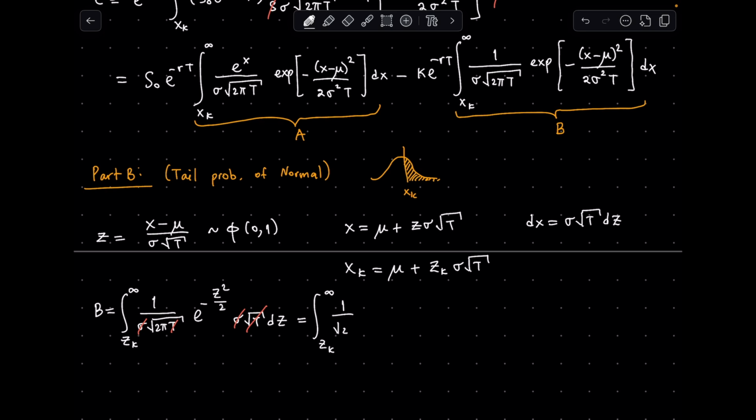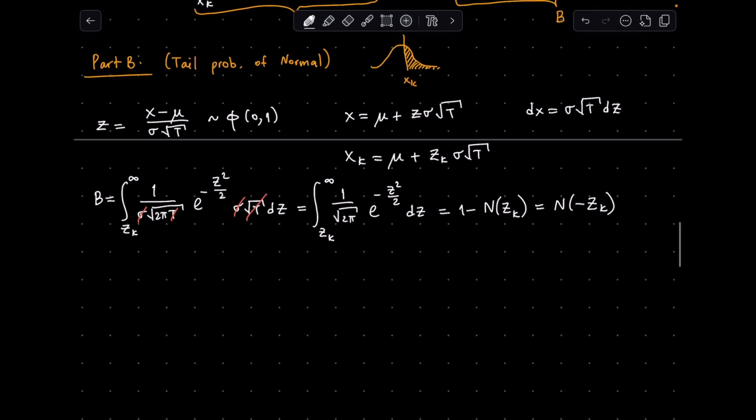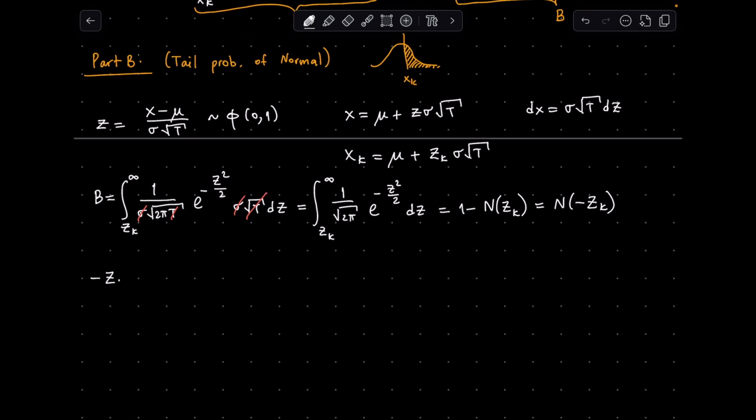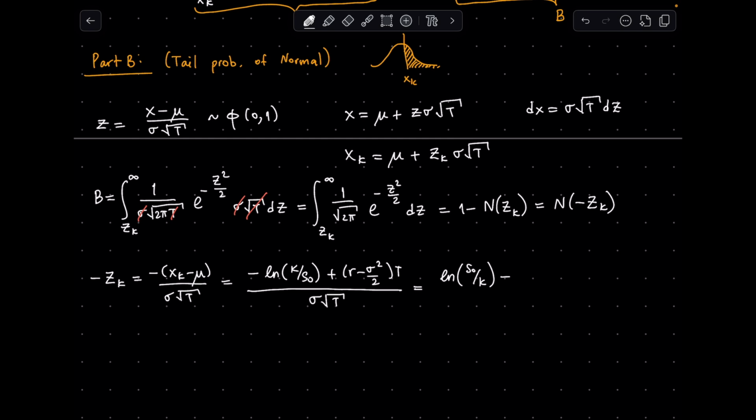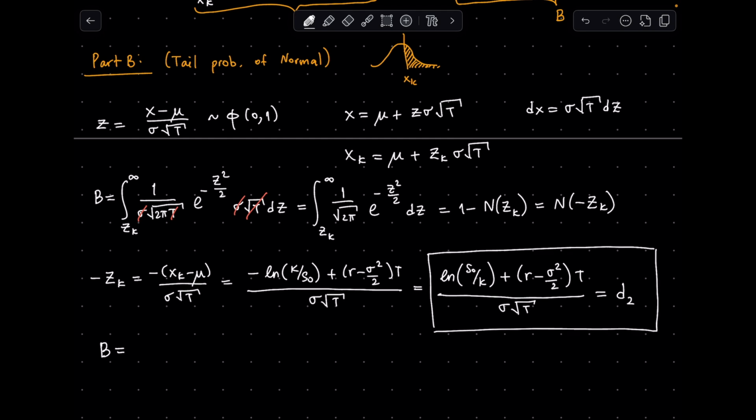Putting everything together, the integral simplifies to 1 minus the CDF, namely 1 minus N(zk), but due to symmetry of the standard normal PDF, this can also be written as N(negative zk). So let's calculate negative zk. We will call this number d2 so that integral b is equal to the CDF of the standard normal at d2.